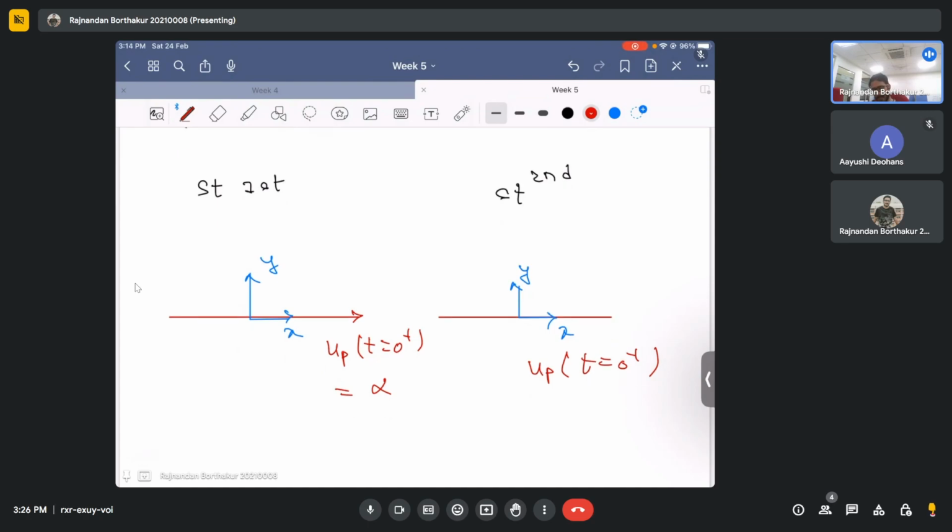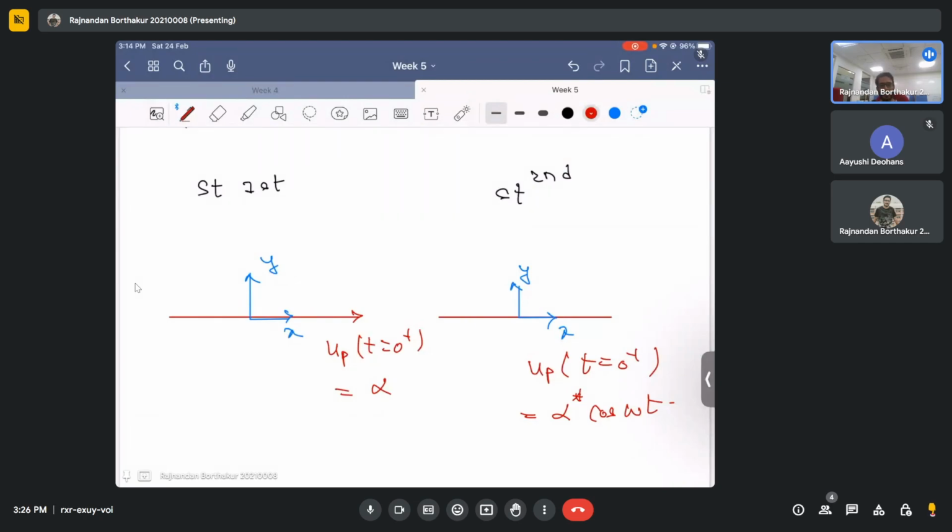However, in the second problem, we said that the plate, instead of just moving with a constant velocity, oscillates back and forth about, let's say, the axis yx with some alpha star cos of omega times t. So this is essentially the main difference that lies in the Stokes first and second problem.